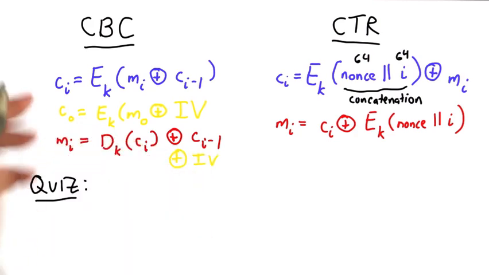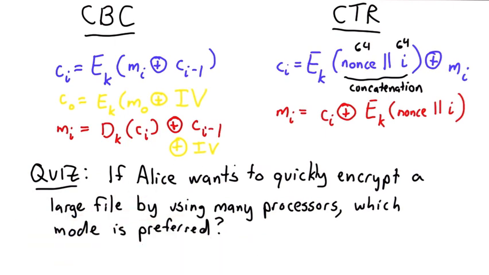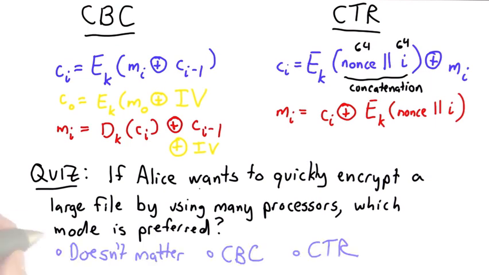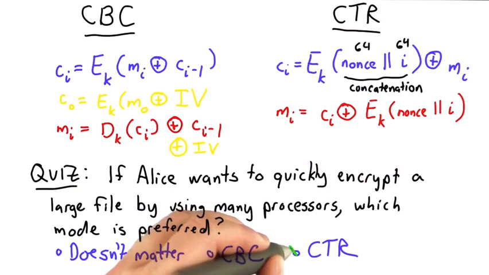So now it's time for a quiz to see if you understand the differences between CBC mode and counter mode. The question is, if Alice wants to quickly encrypt a large file, and she's got a multi-core machine, or she's got access to a large distributed computing resource, which of these two modes will allow her to encrypt the file more quickly? The choices are that it doesn't matter, that CBC mode would be faster, or that CTR mode would be faster. The answer is that counter mode would be faster.